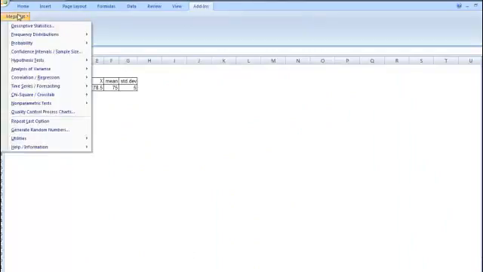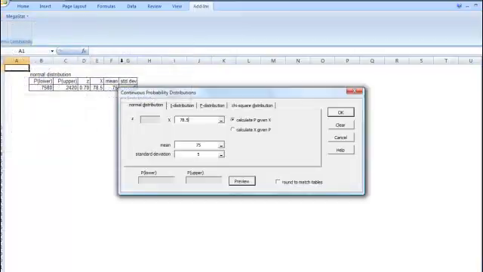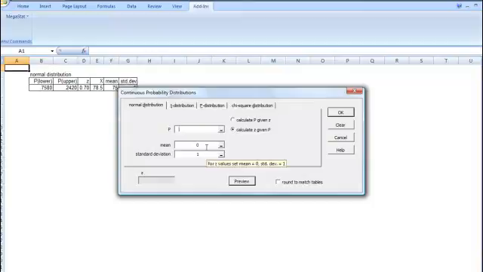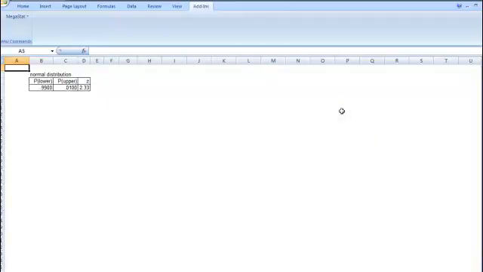And I'm going again to probability, continuous, and I'm going to clear this because it gets a little confusing. Now what we're going to do is calculate z given p. Since we're working with z, that's the standardized normal form with a mean of 0 and a standard deviation of 1. The probability that we want to know is 0.0100. And you can click OK. So again, we've got the same result.